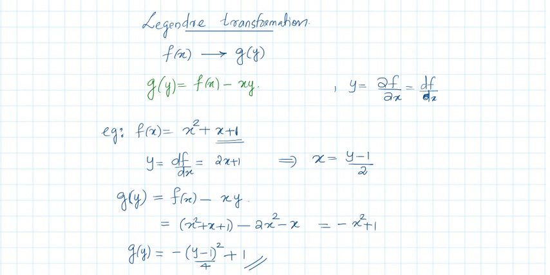Substitute back for x because g is a function of y. So you have to express it in terms of y. That is very important. So x is nothing but y minus 1 by 2. So x square is y minus 1 the whole square by 4. So the Legendre transformation of x square plus x plus 1 is minus y minus 1 the whole square divided by 4 plus 1. This is the Legendre transformation. This is a function of x, this is a function of y, and y is nothing but df by dx. Such a transformation is known as Legendre transformation.